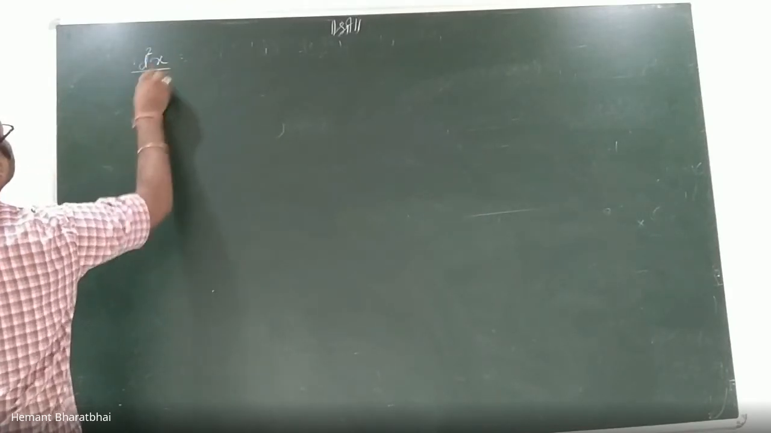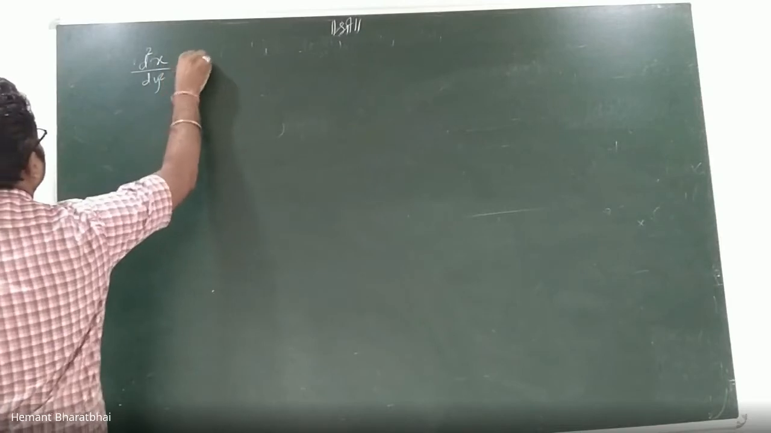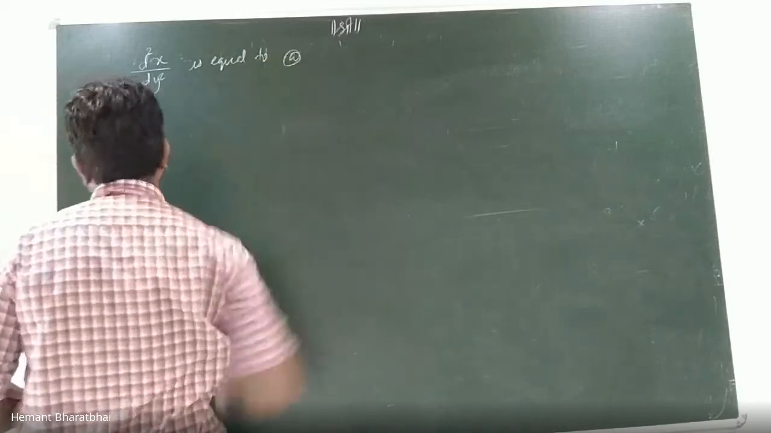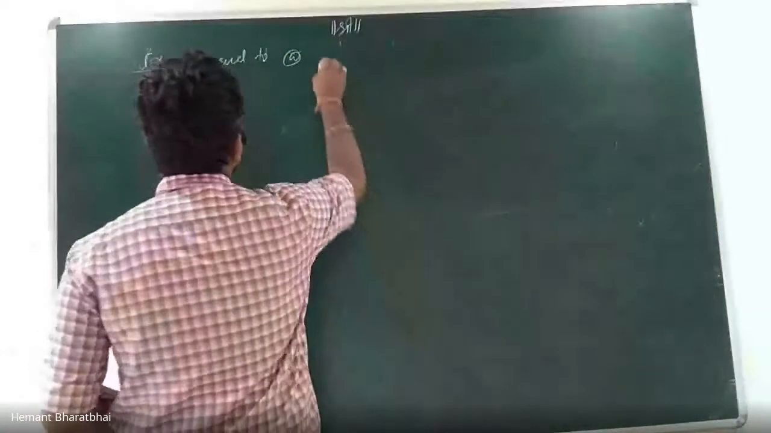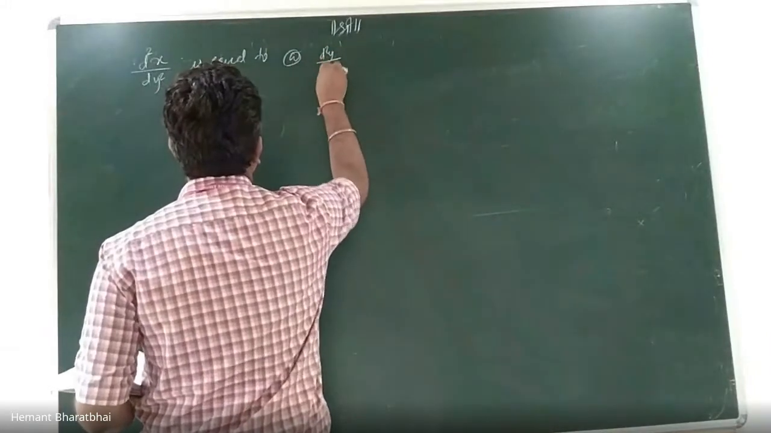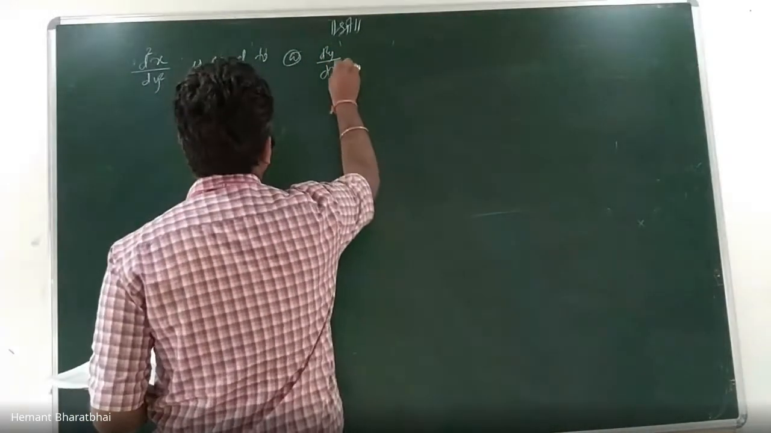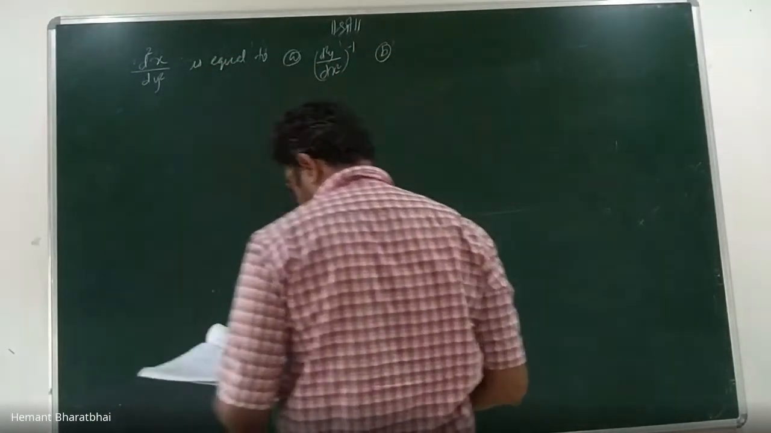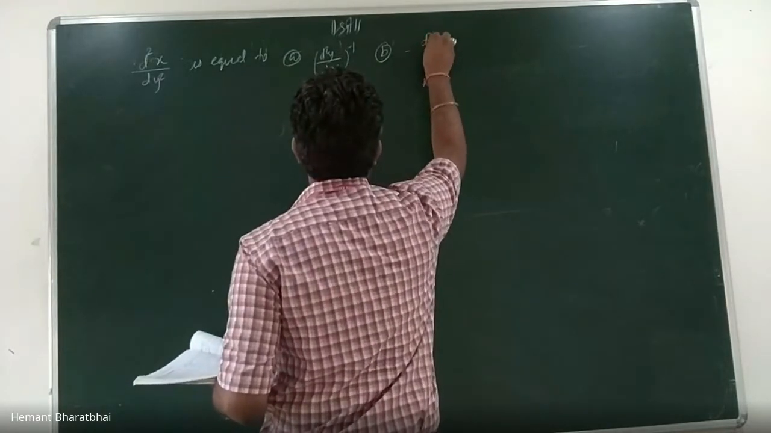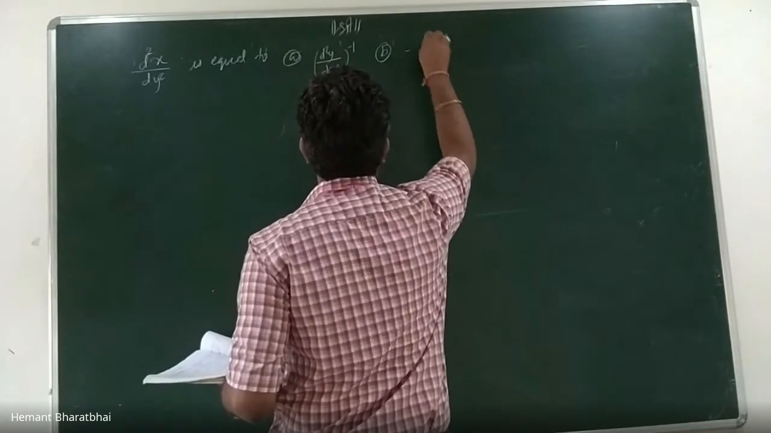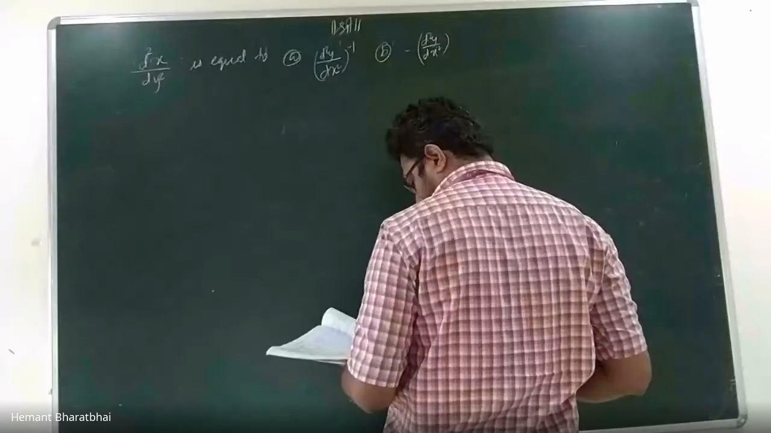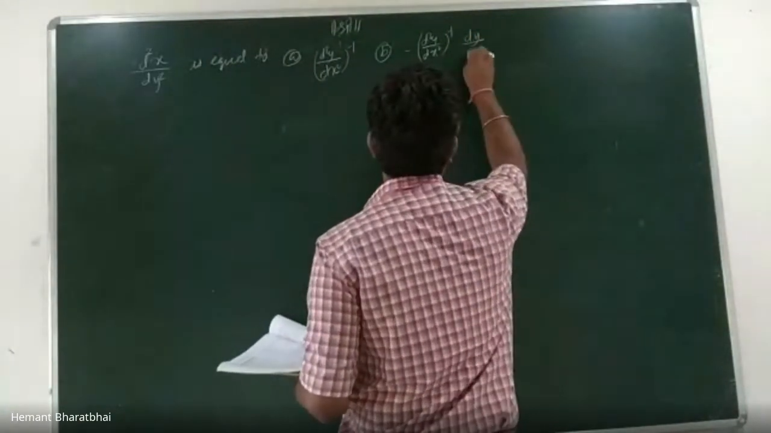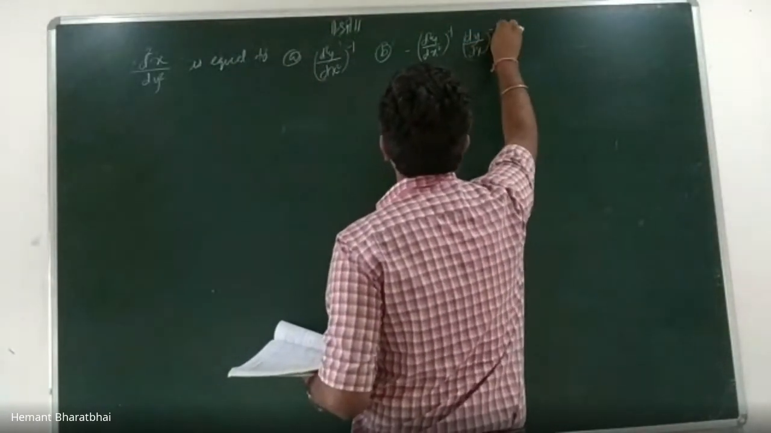d2x by dy square is equal to: option A, d2y by dx square raised to minus 1. Option B, minus of d2y by dx square whole raised to minus 1, into dy by dx the whole raised to minus 3.